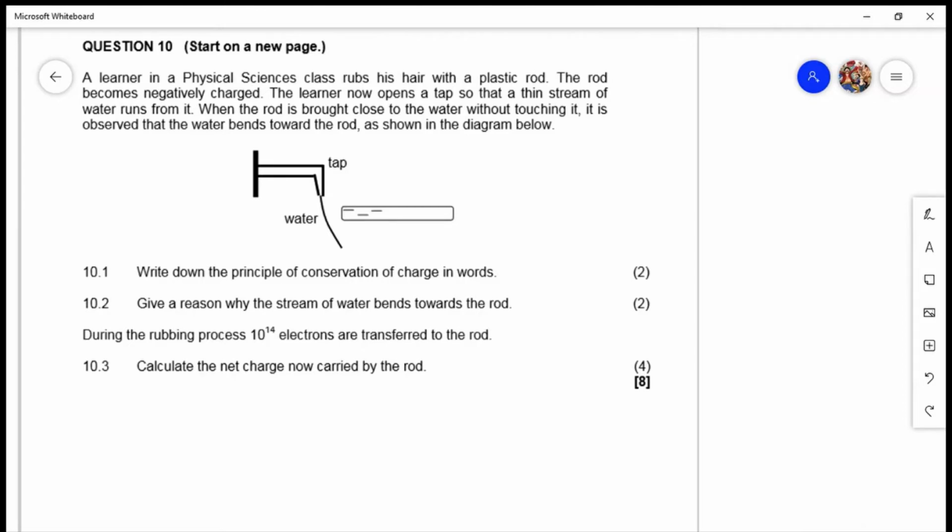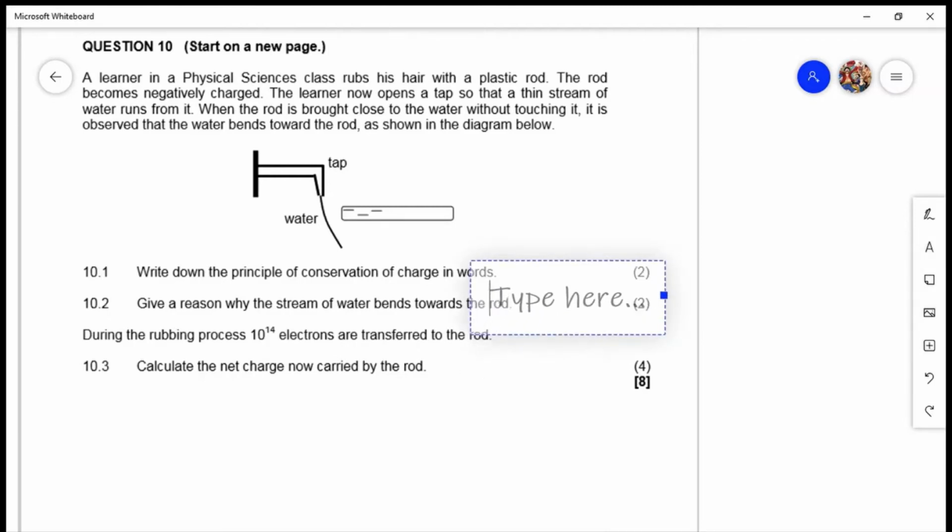Our next question, question 10.2: give a reason why the stream of water bends towards the rod. Just like I explained before, because the water has polar molecules, where the hydrogen is more positively charged and the oxygen is more negatively charged, the positively charged hydrogen attracts the negatively charged rod. So due to unlike charges attracting one another, the water will bend towards the rod.